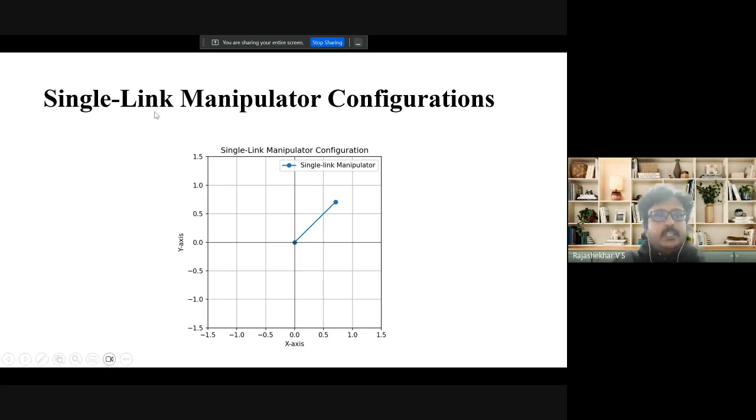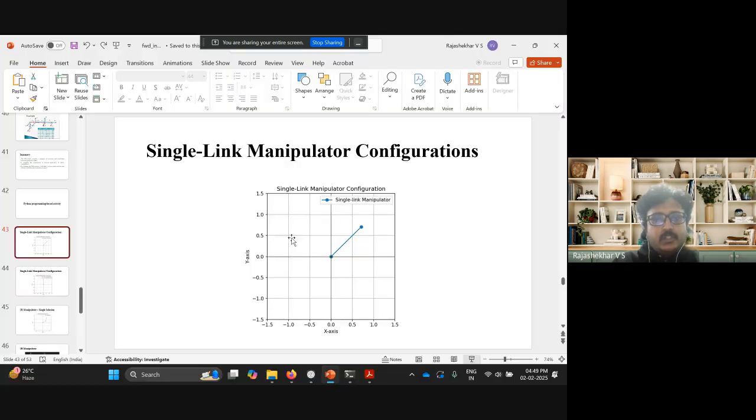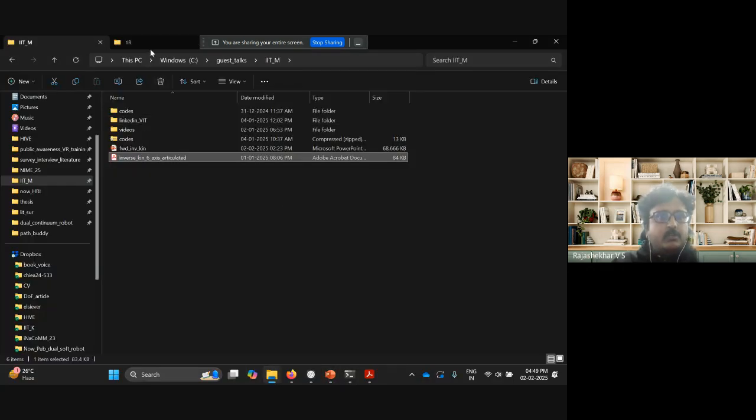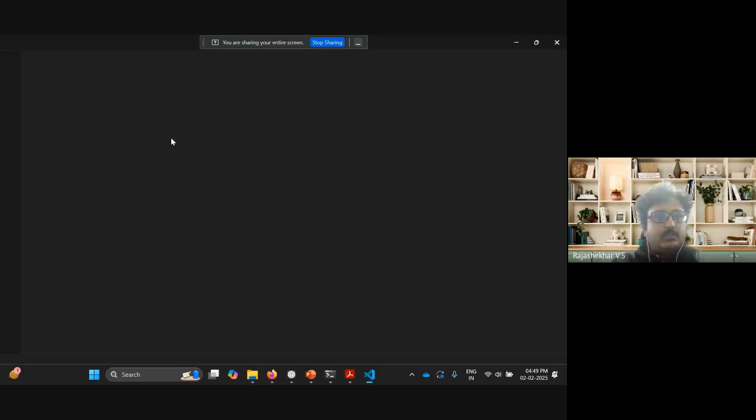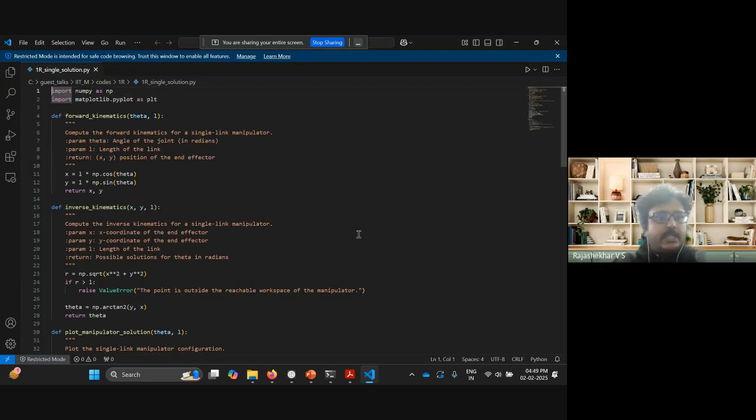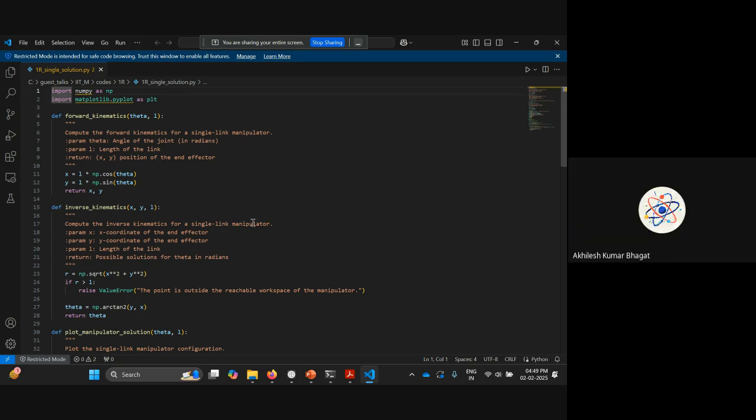Okay, so now we'll get into the programming. We'll see a single link manipulator configuration. This is a link where the joint is at the origin and the link is over here. You can open the code, where there is a one-link single solution. I can wait for you to open the code. We have shared a drive link. You can just open the zip file from there.